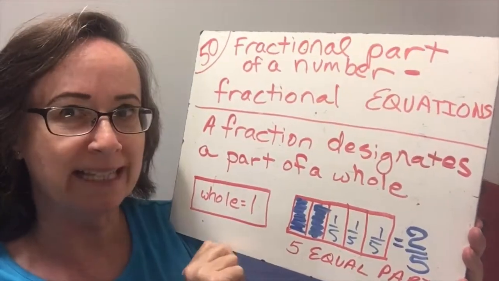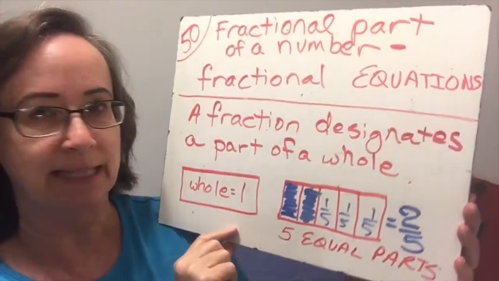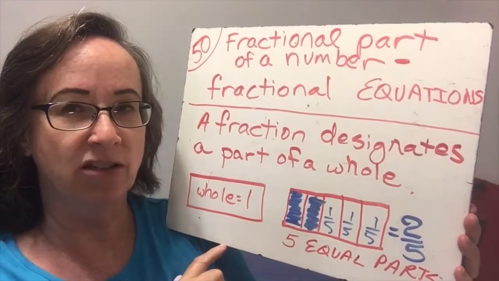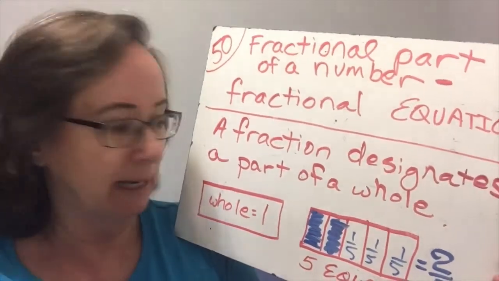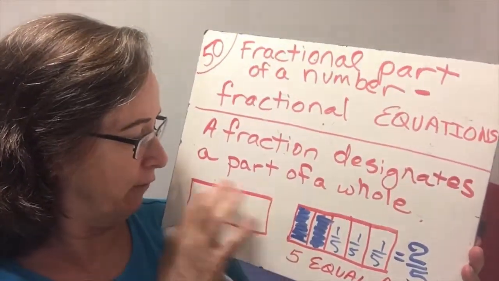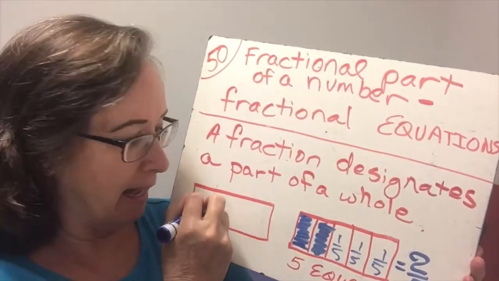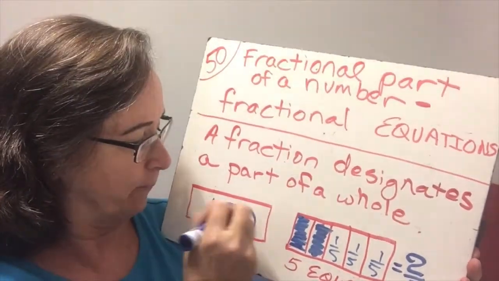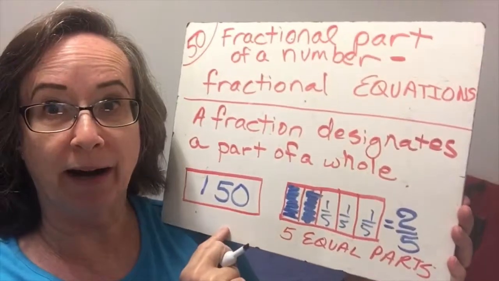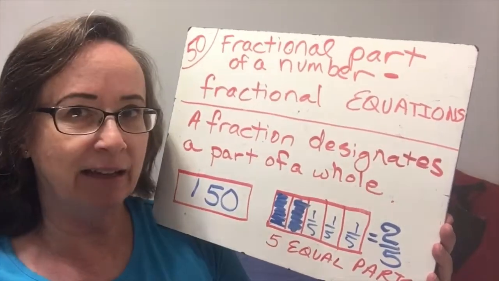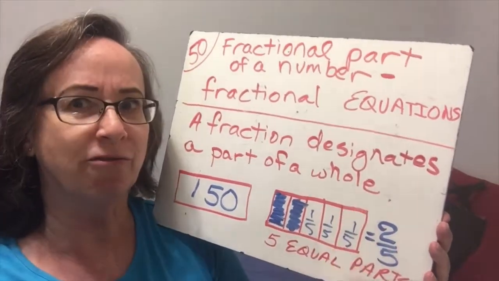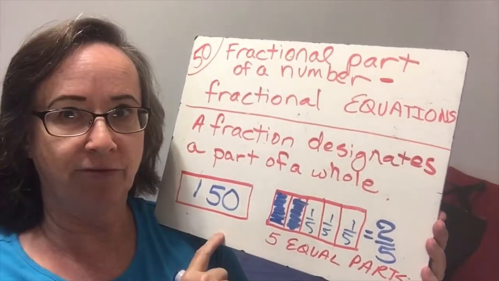All right, so what this lesson is about is what happens if our whole is not just a whole? What if it's a number? Like in your book, it says, what if your whole is 150? And that's the whole part, the whole of it. Then we have to figure out, what is 2/5 of the 150?